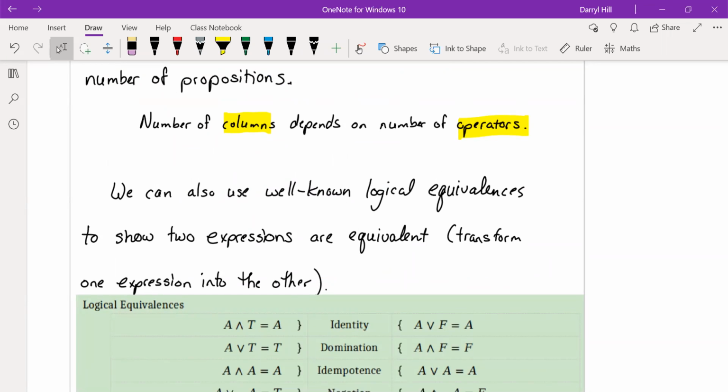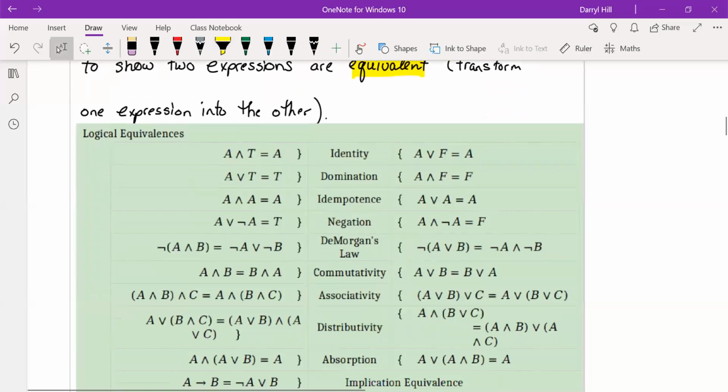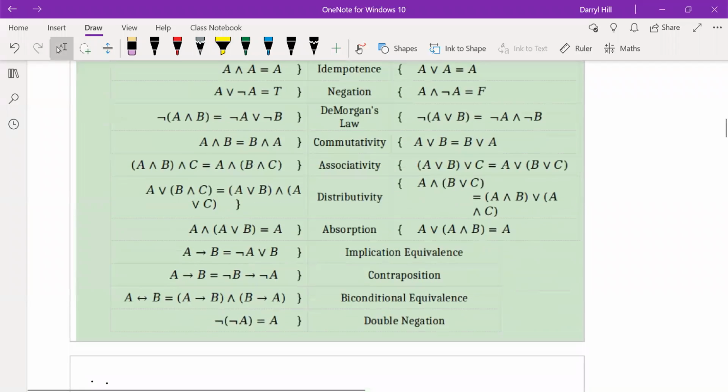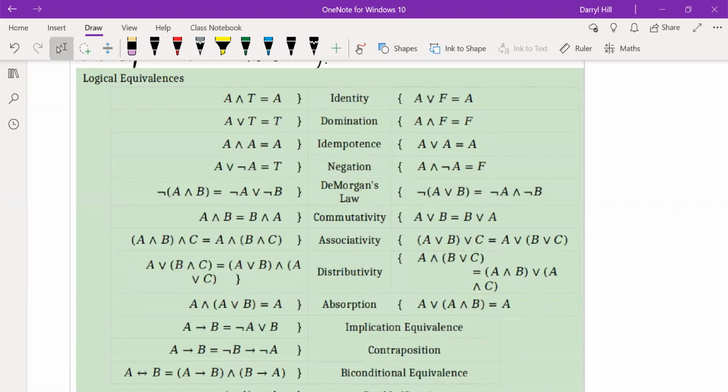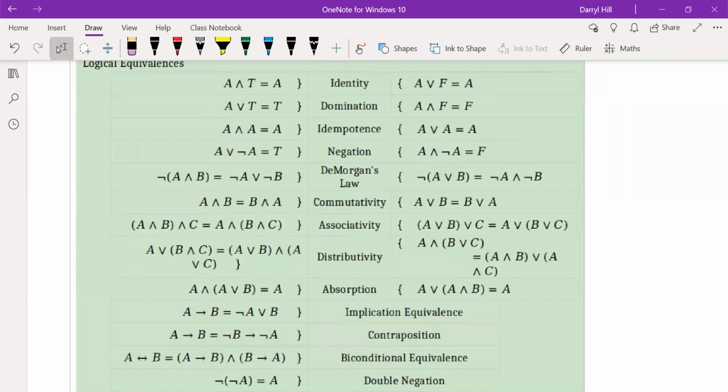All right, so two logically equivalent expressions can also be transformed into one another, right? We can use our well-known logical equivalences to show that two expressions are equivalent. We do that by transforming one expression into the other, or we can transform both of them into some sort of neutral form, which we'll talk about too. So these are the logical equivalences. By all means, you should have a copy of this in front of you when you write the exam. And not just this, there's actually a larger one somewhere that I'll show you.